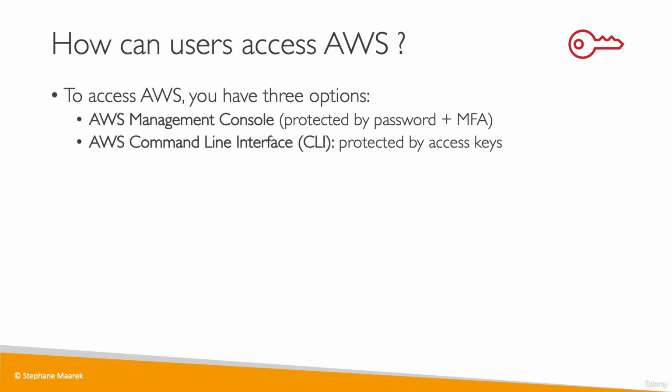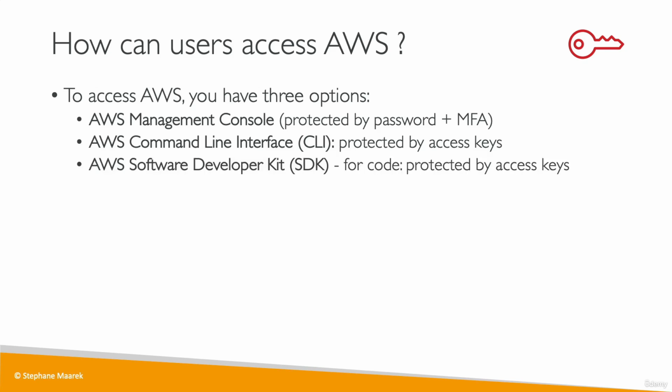And this is something we will set up on our computer, and it is protected by access keys. Access keys are credentials we're going to download in a few seconds that will allow us to access AWS from our terminal. Then finally, there is the SDK, the AWS Software Development Kit, which is used whenever you want to call APIs from AWS from within your application code. And again, these will be protected by the exact same access keys.